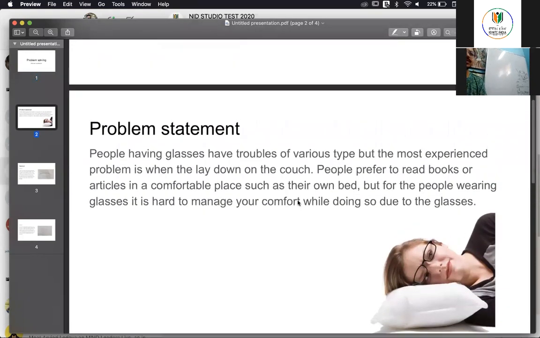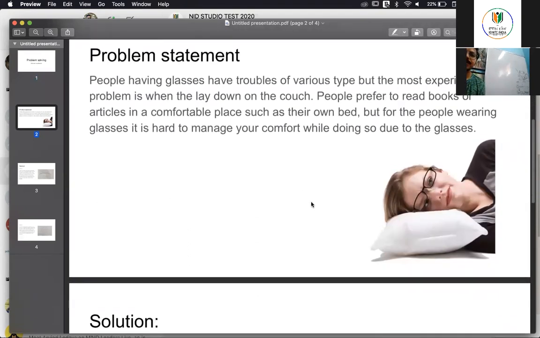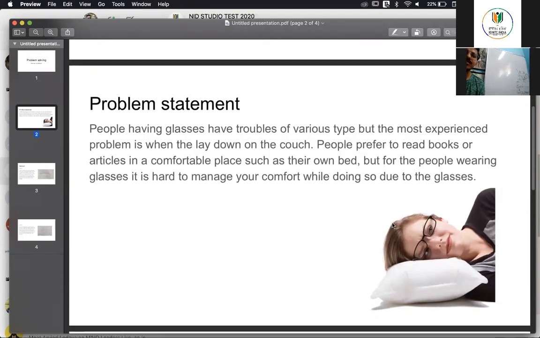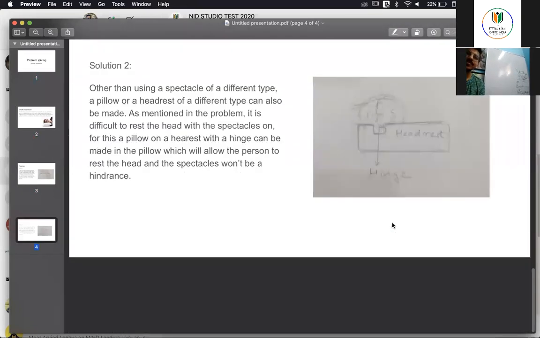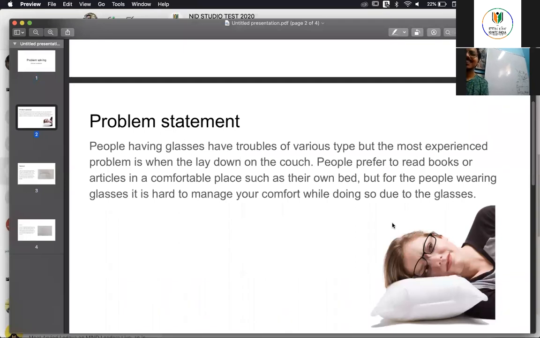Brunal, talk about your design. What is it? Nice meeting you, Brunal. I have glasses, so I face this problem all the time when you're reading a book or something like that.